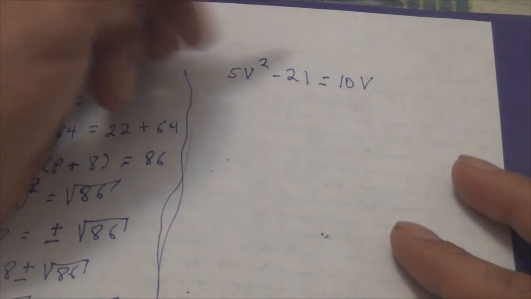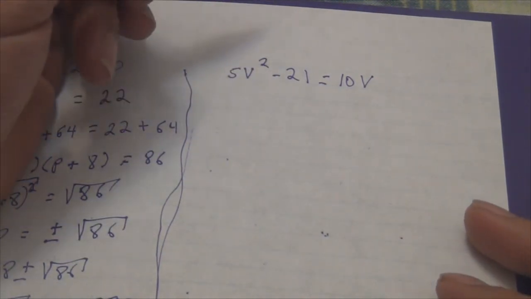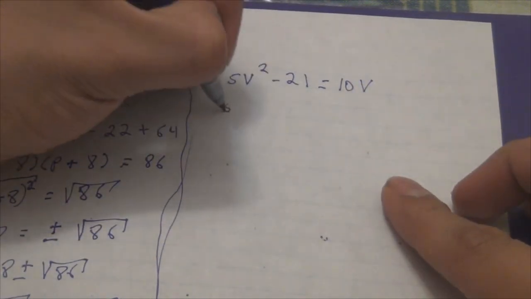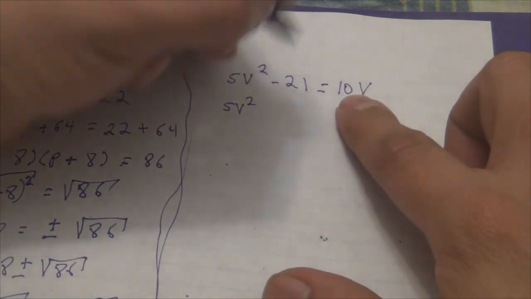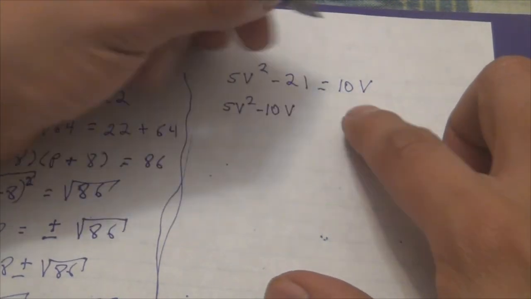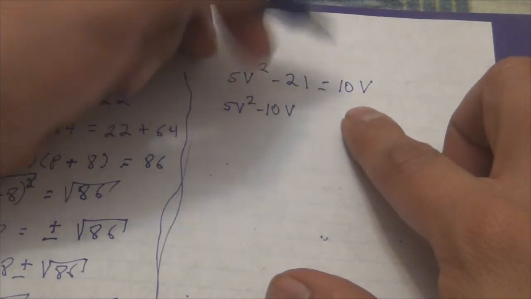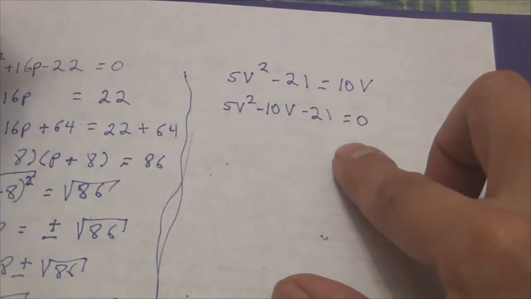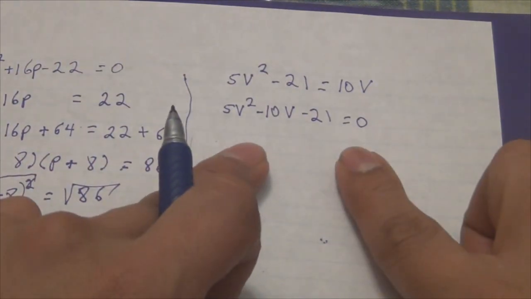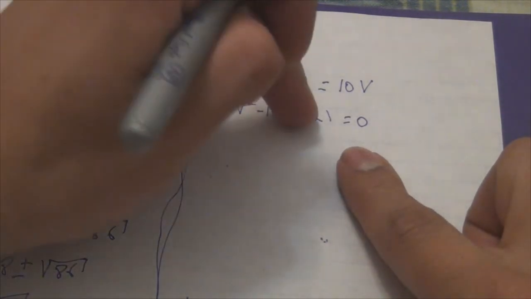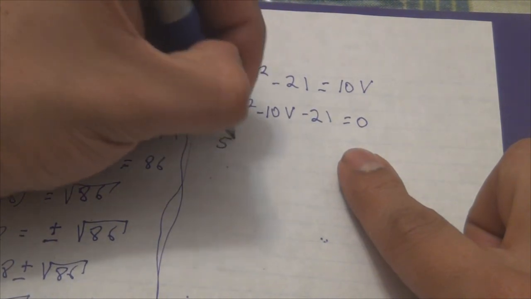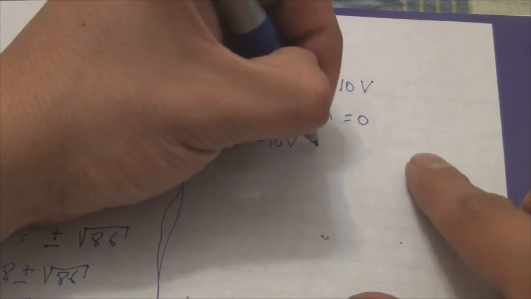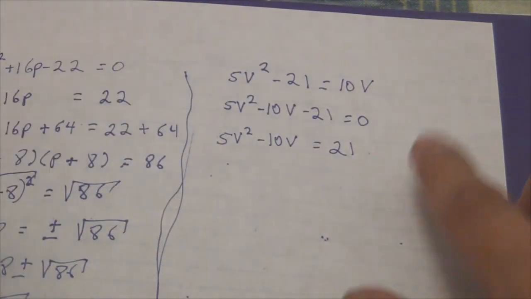So first of all, it has to be equal to 0 in order for me to start doing anything. So I'm going to make this 0. So 5v squared minus 10v, because I subtracted 10v from both sides and this canceled out, minus 21 equaling 0. Okay, now everything is equal to 0. Now move the constant term to the other side. So 5v squared minus 10v equals positive 21.